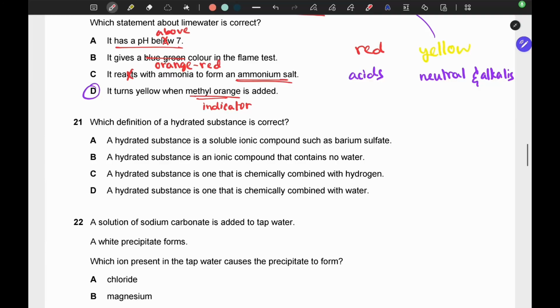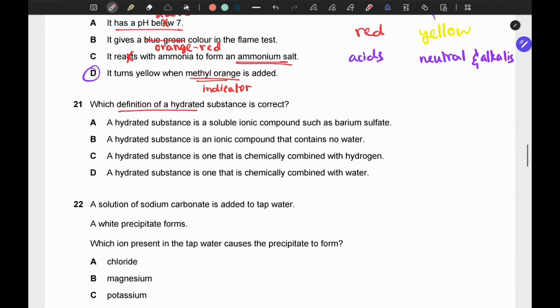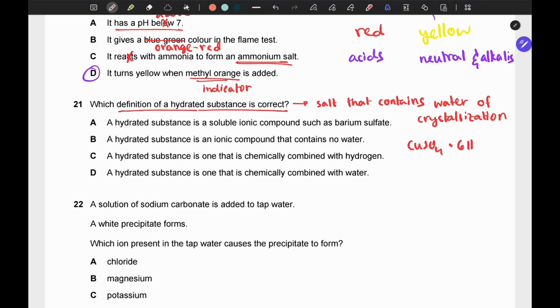Moving on to question number 21. Which definition of a hydrated substance is correct? A hydrated substance is basically a salt that contains water of crystallization. And in our syllabus, the two main salts with water of crystallization that we learn are copper sulfate, which contains 6H2O, and cobalt 2 chloride, which contains 5H2O.